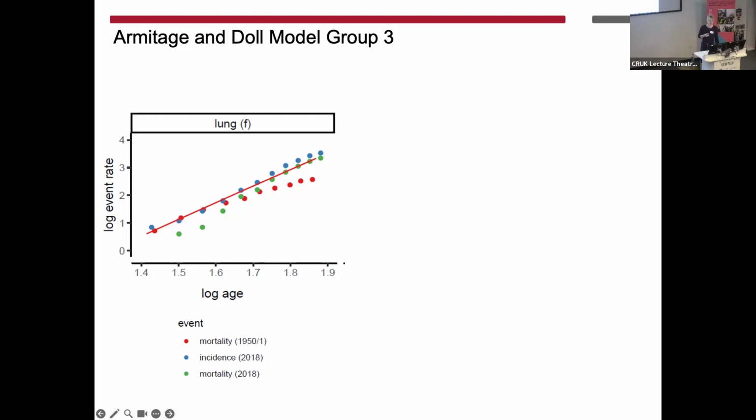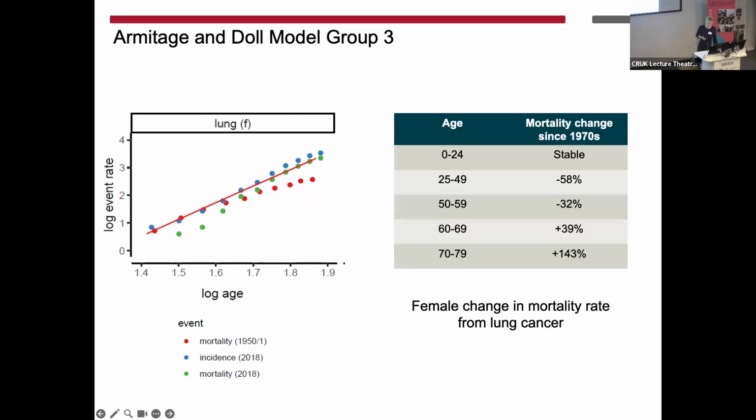So I think these changes are very in keeping with what Armitage and Dole themselves described. But what you might notice is that the green dot here, which is the mortality, has now shifted quite far away from the data back in the 1950s. And when I first saw this, it really took me by surprise. So I went to the Cancer Research UK mortality statistics for women.